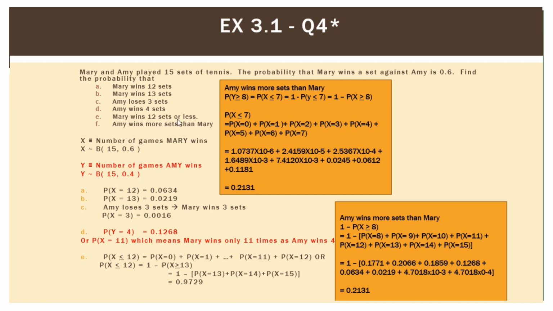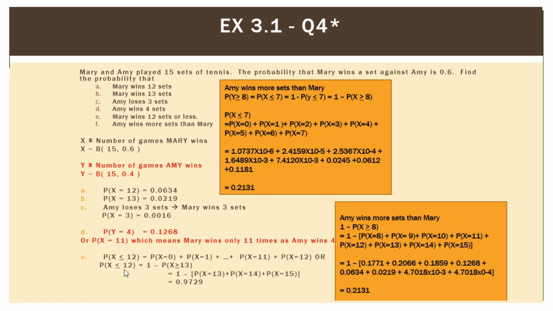E, Mary wins 12 sets or less. 12 sets or less is 0 to 12. Okay, so what will be the fastest way to do it? 1 minus 13, 14, 15. I've had a couple of y'all asking me, is there a shortcut? There is another shortcut which I'll send you a video on how to do it.